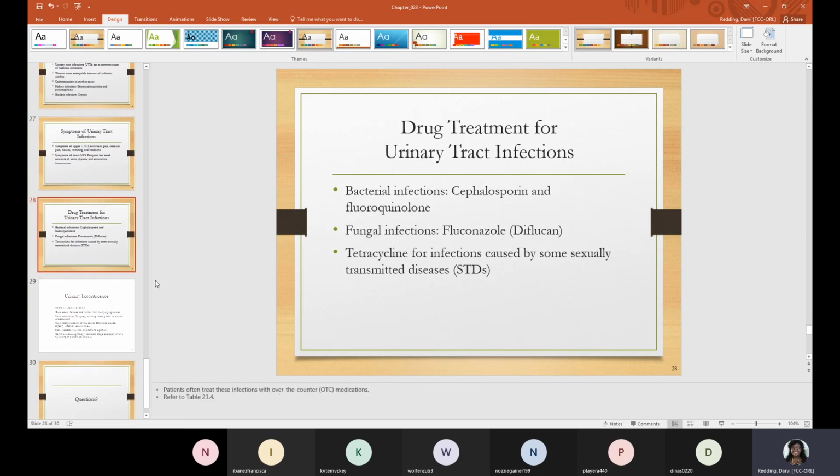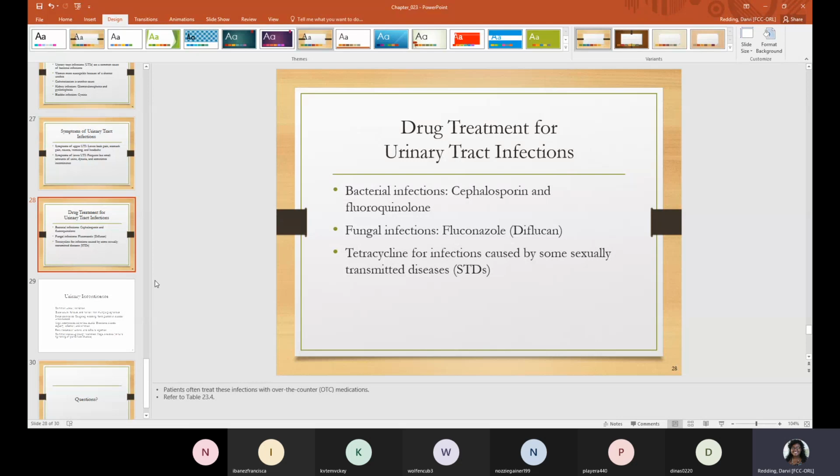Now, some of the medications for urinary tract infections would include bacterial antibiotics, which could include cephalosporins and fluoroquinolones. If a person has a fungal infection, the medication of choice would be fluconazole, whose brand is Diflucan. Another drug treatment of choice for UTI would be tetracycline for an infection that's caused by some STDs, and STD is the abbreviation for sexually transmitted diseases.